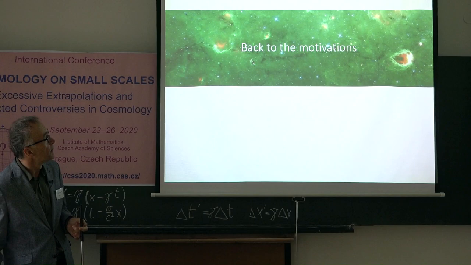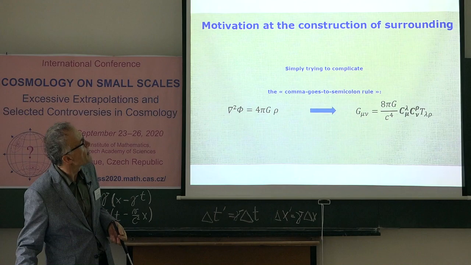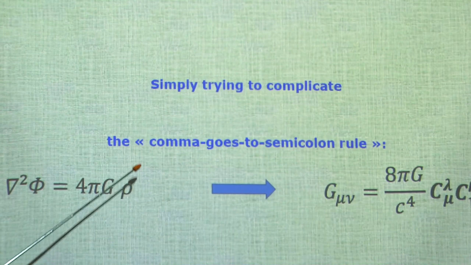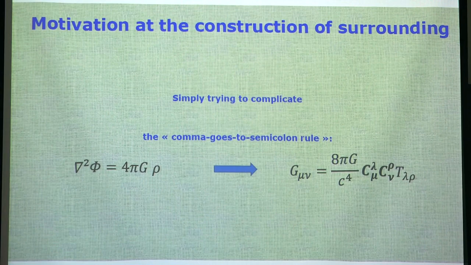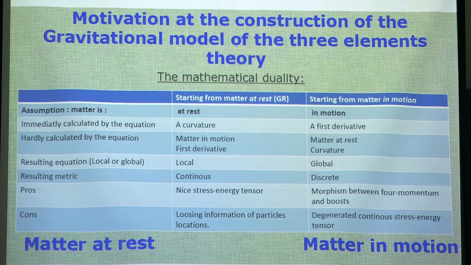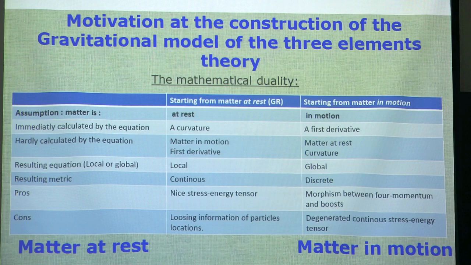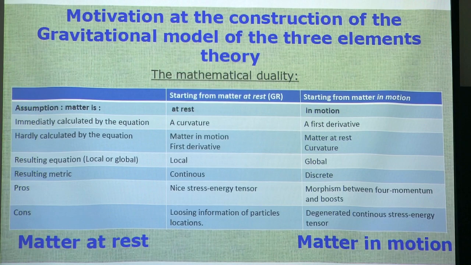Back to the theoretical motivations. As I said, the motivation for the surrounding construction is complicating the comma goes to semicolon rule. That's for surrounding. Now, for the second model, the gravitational model of Friedman theory, that is the main motivation, in fact. I told you at the beginning of the presentation about this motivation. Let's go back to it.